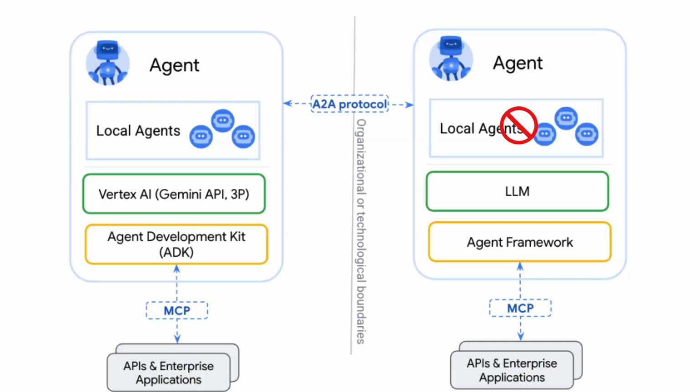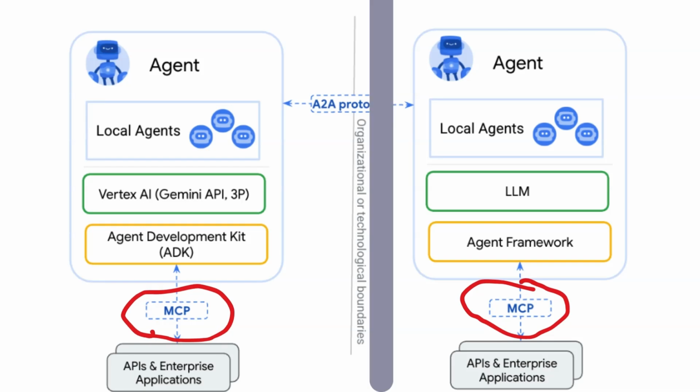When it comes to local agents in the diagram, it is not necessary that every agent will have local agents. It's a logical representation. Sometimes a system has a supervising agent and many local sub agents, and sometimes it may not. So maybe on the left side we have local agents, but on the right side, in the different vendor company, we may not have any local agent. We just have one agent.